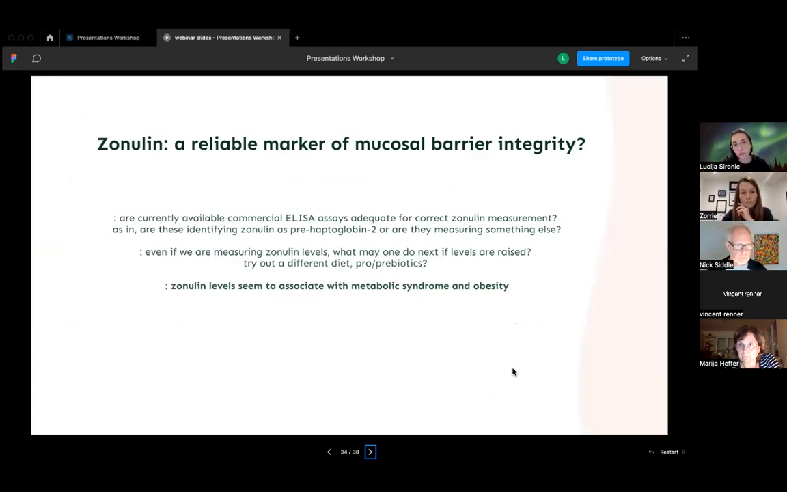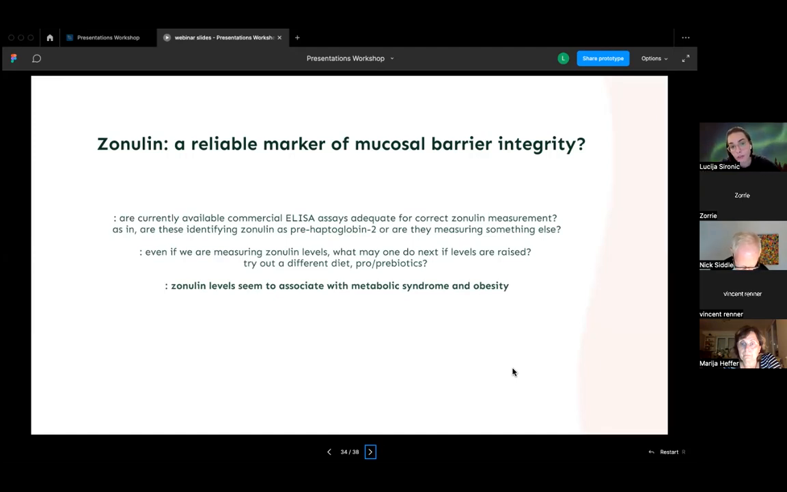So, to measure or not to measure zonulin, and how reliable a marker of mucosal barrier integrity it is, is a good question. What seems to be important is that there are some commercial ELISA assays which may not be adequate and correct for zonulin measurement. There was some news that these in fact are not measuring zonulin, but something else. So it's important to know which assay you are using.